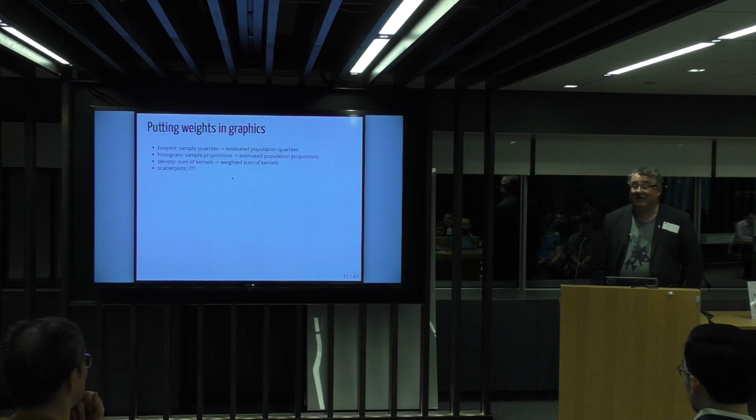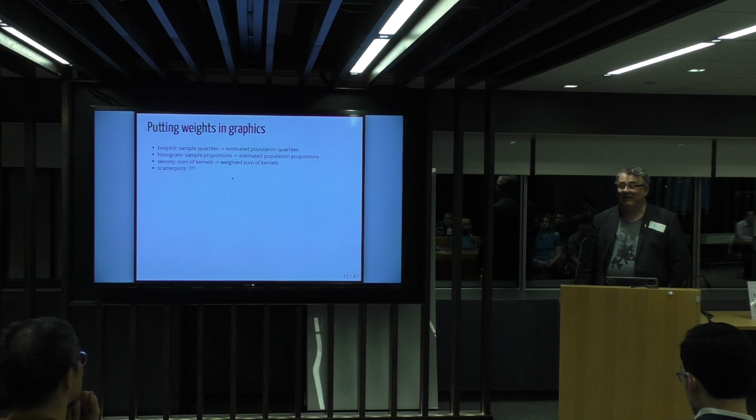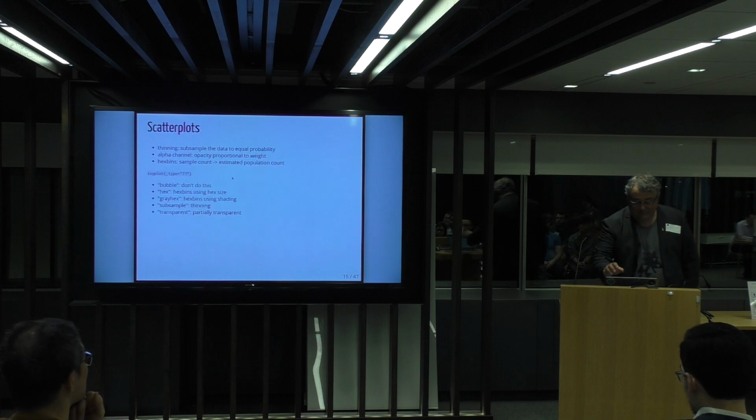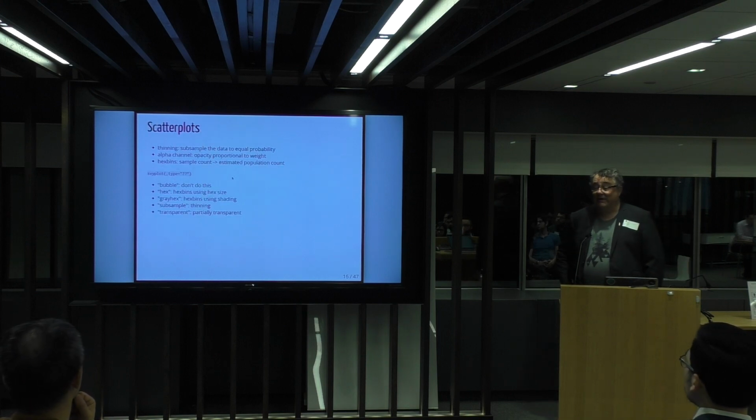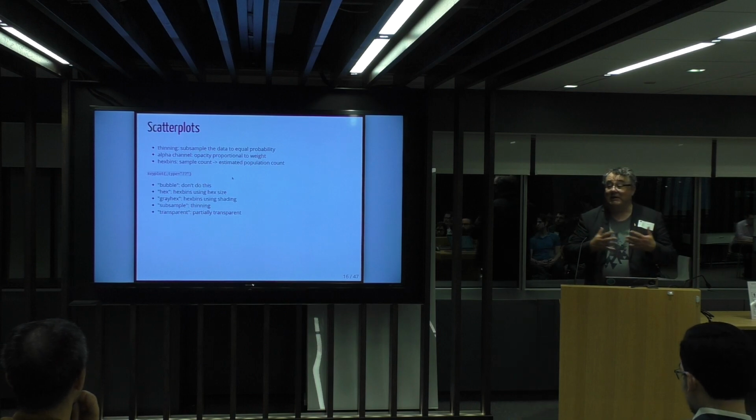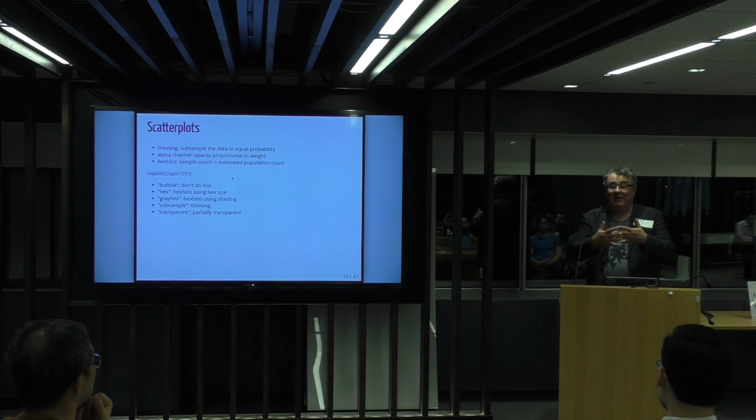What's a bit tricky is scatterplots. So how do you weight a scatterplot? There's a few ways of doing this. One, for really big data sets, is thinning. You subsample the data set down so that points with a high weight are sampled with low probability, and points with a low weight are sampled with high probability. And you end up with a smaller data set that's sampled with equal weight.